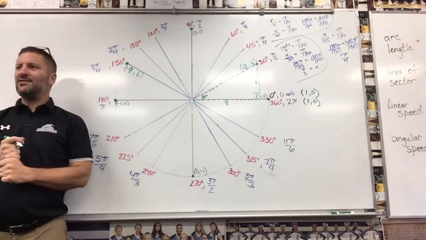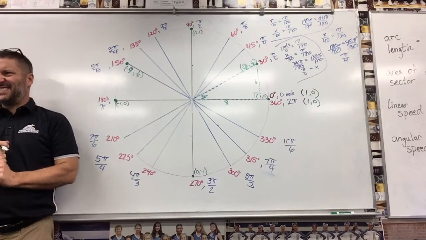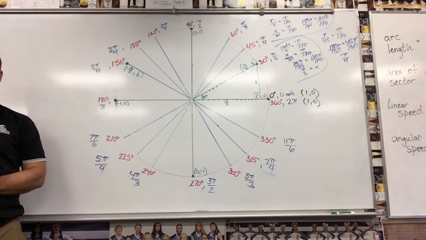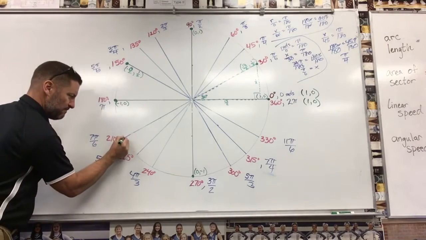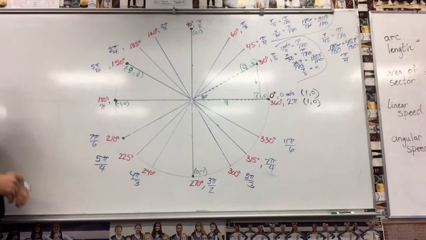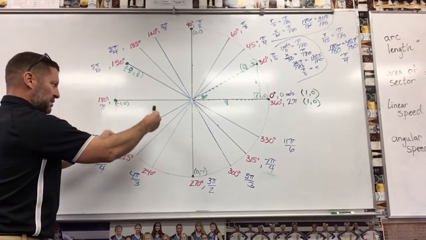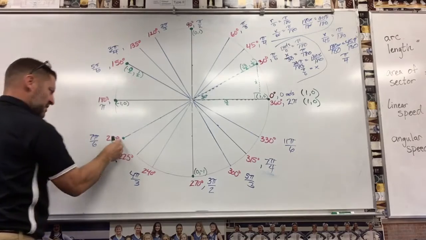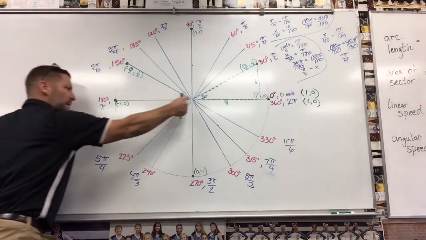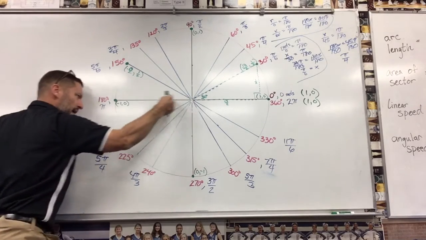Anybody want to guess as to where I'm going next? Like what spot am I going to find next? I'm going to 210. Because 210 makes me go whoosh, whoosh. So I'm going so much to the left and then so much down to get to that point. Well, how much left do I get? How far is that?